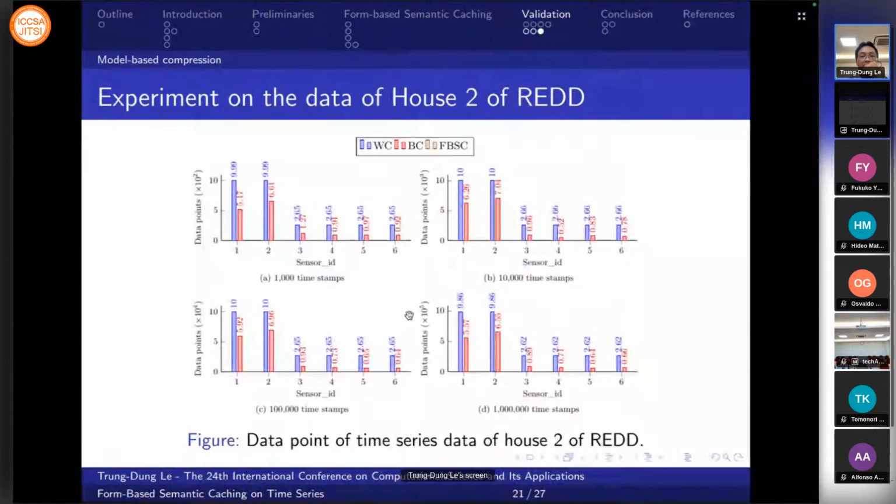With the next experiment on the data of house 2, we still have the same result with the original of 1,000, 10,000, 100,000, and a million timestamps. With the real dataset, the real data points we store in memory are very small when compared to the original methods.